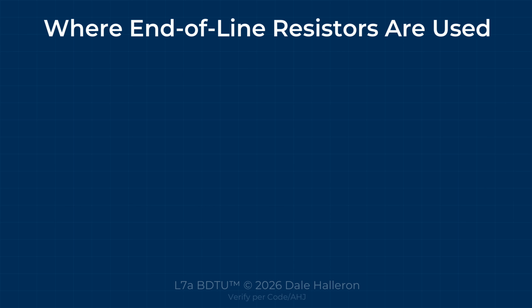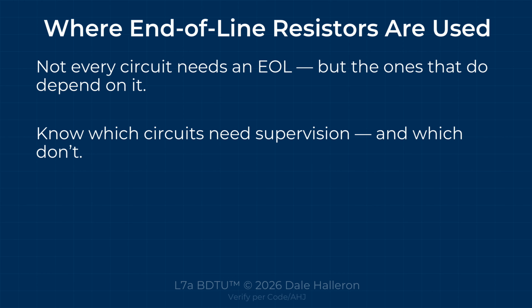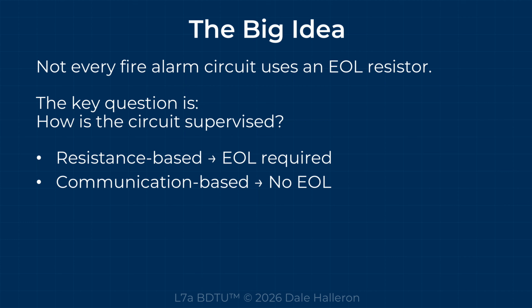Let's talk about where end-of-line resistors are used. Not every circuit needs an EOL, but the ones that do depend on it. Know which circuits need supervision and which don't. Not every fire alarm circuit uses an EOL. The key question is, how is the circuit supervised? Resistance-based, EOL required. Communication-based, no EOL.